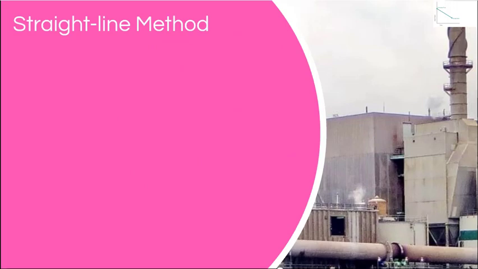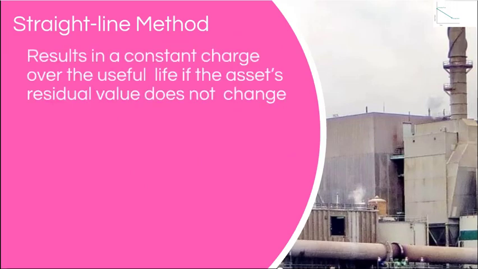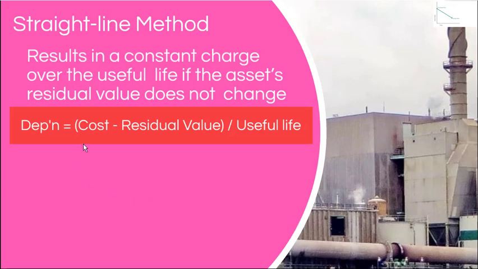On the straight line method of depreciation, we distribute the depreciable amount of the asset over the economic life by dividing the depreciable amount by the economic life. So accordingly, this will allow you to distribute your depreciable amount evenly throughout the useful life. So we can compute easily depreciation under this method by dividing the depreciable amount by the useful life.